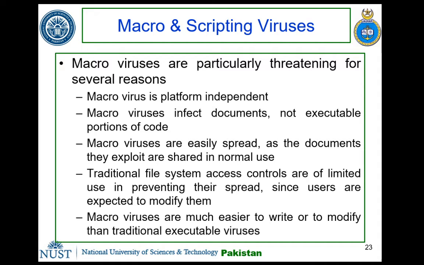Number three, macroviruses are easily spread as the documents they exploit are shared in normal use. A very common method is by electronic mail, particularly since these documents can sometimes be opened automatically without prompting the user. Number four, because macroviruses infect user documents rather than the system programs, traditional file system access controls are of limited use in preventing this spread, since users are expected to modify them.